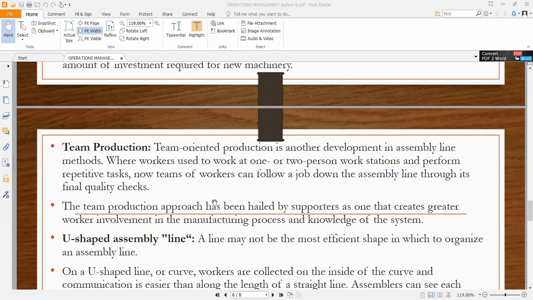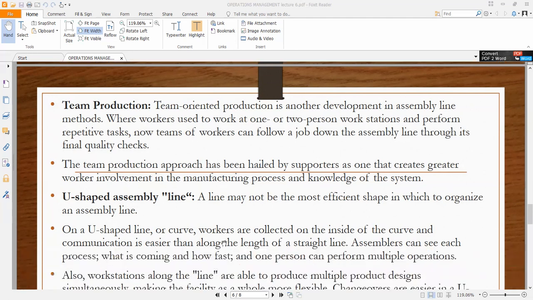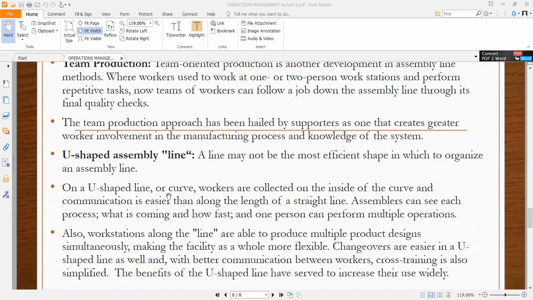Okay, now the U-shaped assembly line is another method. With this method, we are saying that a line may not be the most efficient shape in which to organize an assembly line. On a U-shaped line, or cave, workers are collected on the inside of the cave, and communication is easier than along the length of the straight line. An assembler can see each process, what is coming and how fast, and one person can perform multiple operations.